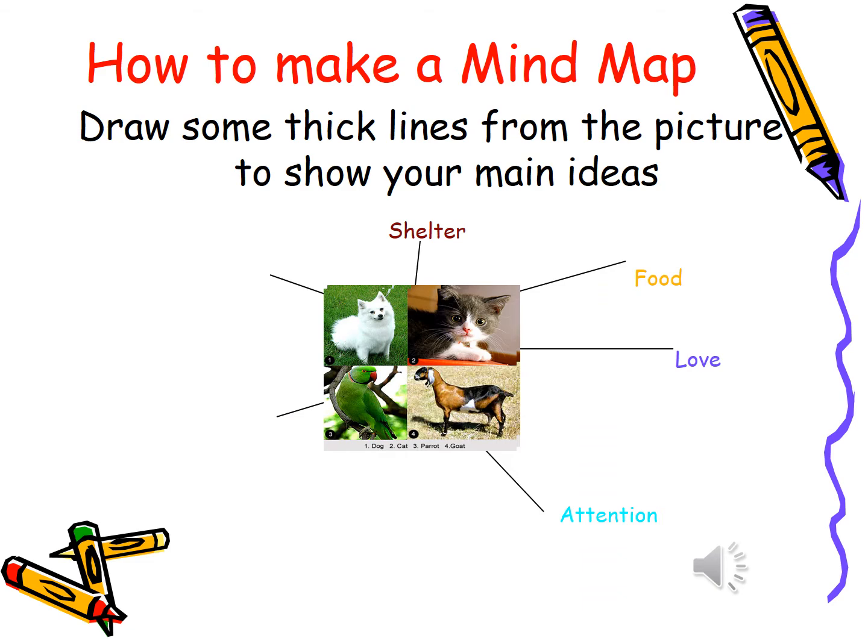Again, remember, this slide is just an example. You don't need to draw or write. It's showing you how you make a mind map. So there's the picture in the middle, and you have to draw thick lines from the picture to show your main ideas. Now here, with the mind map of what animals need, they need food, they need love, they need attention, they need shelter. I've left a few lines blank because you can think about what else you could add in there.